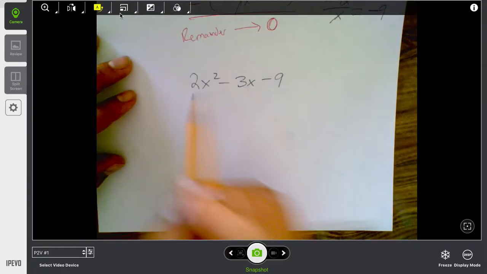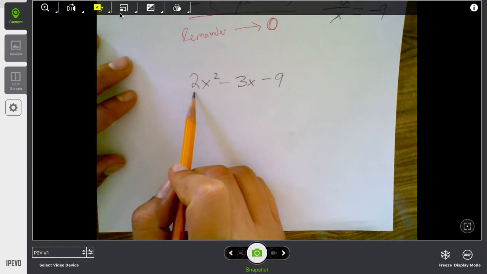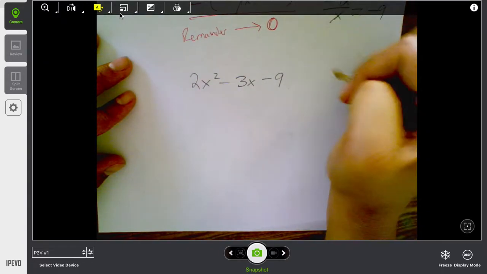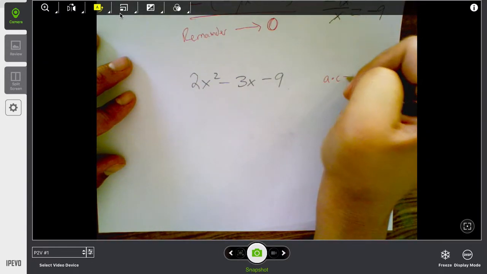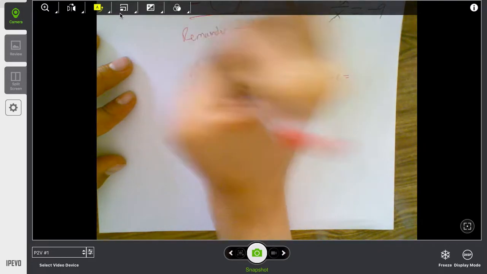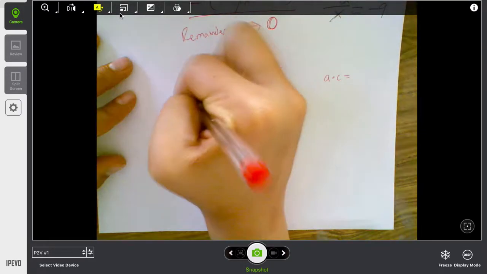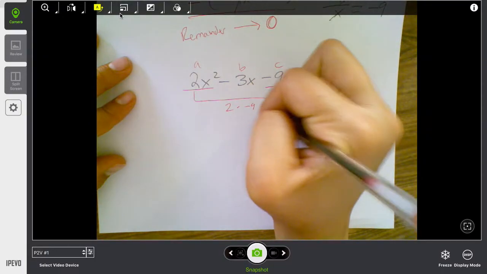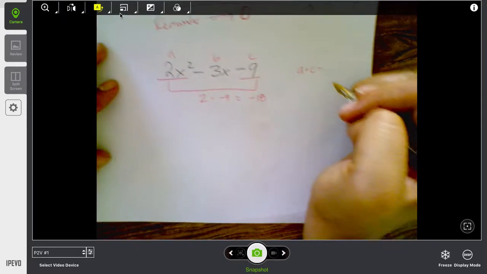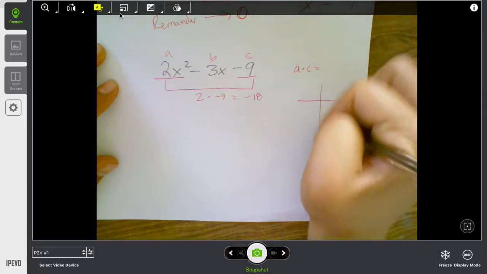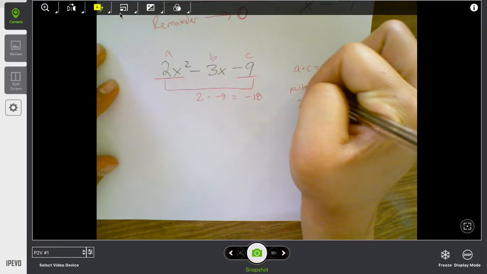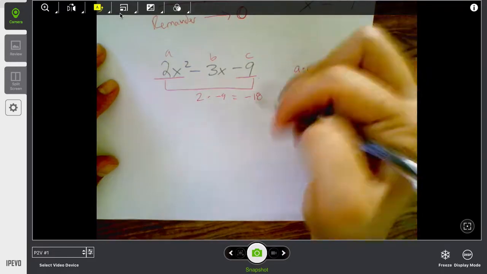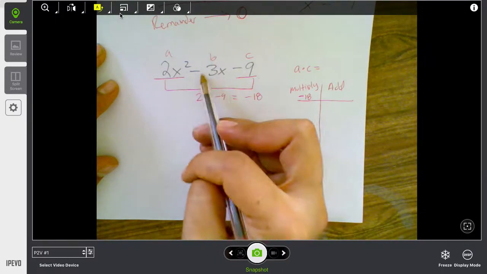Now this is not an easy factor because I have a number greater than 1 in front of my x squared. So I want to multiply a times c, if this was a, b, and c. So a times c is 2 times negative 9, and that equals negative 18. And then I want to think of all my factors that multiply to negative 18, but add to b. Okay, so b is negative 3.